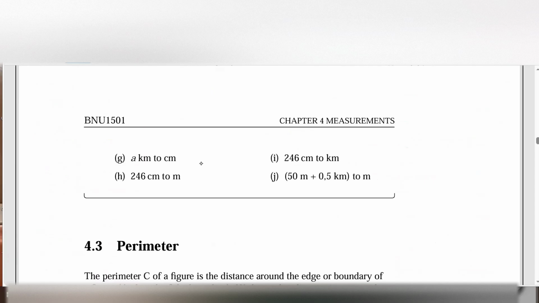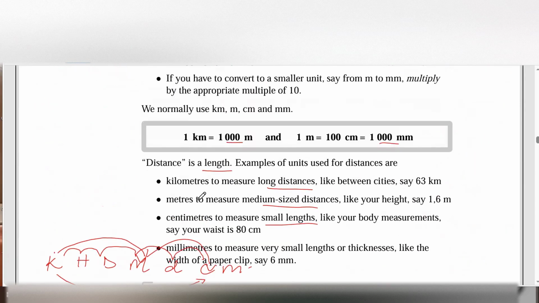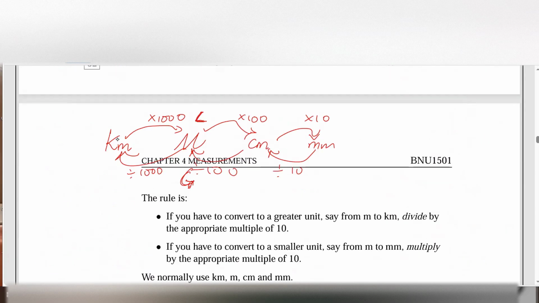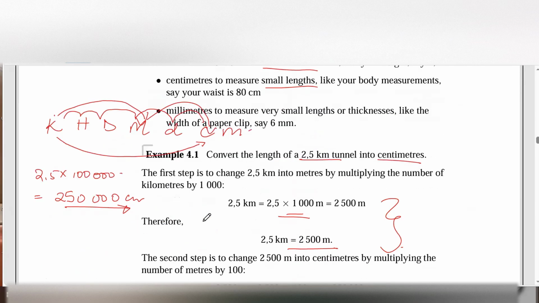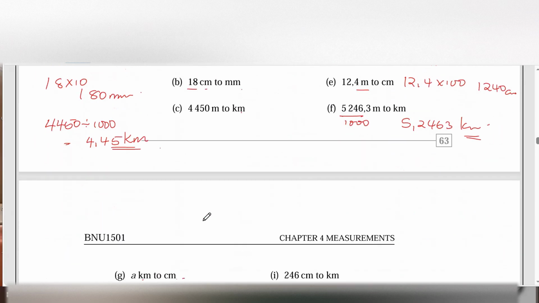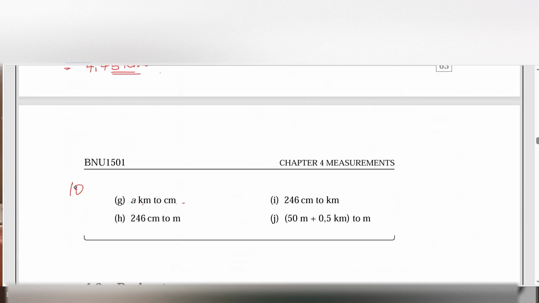We have 8 kilometers to centimeters. So kilometers to centimeters, let's just go back. We said kilometers to centimeters. So it's 1,000 and then 100, so it's 100,000. So we're going to say 100,000 because we are multiplying. Okay, 246 centimeters to meters.